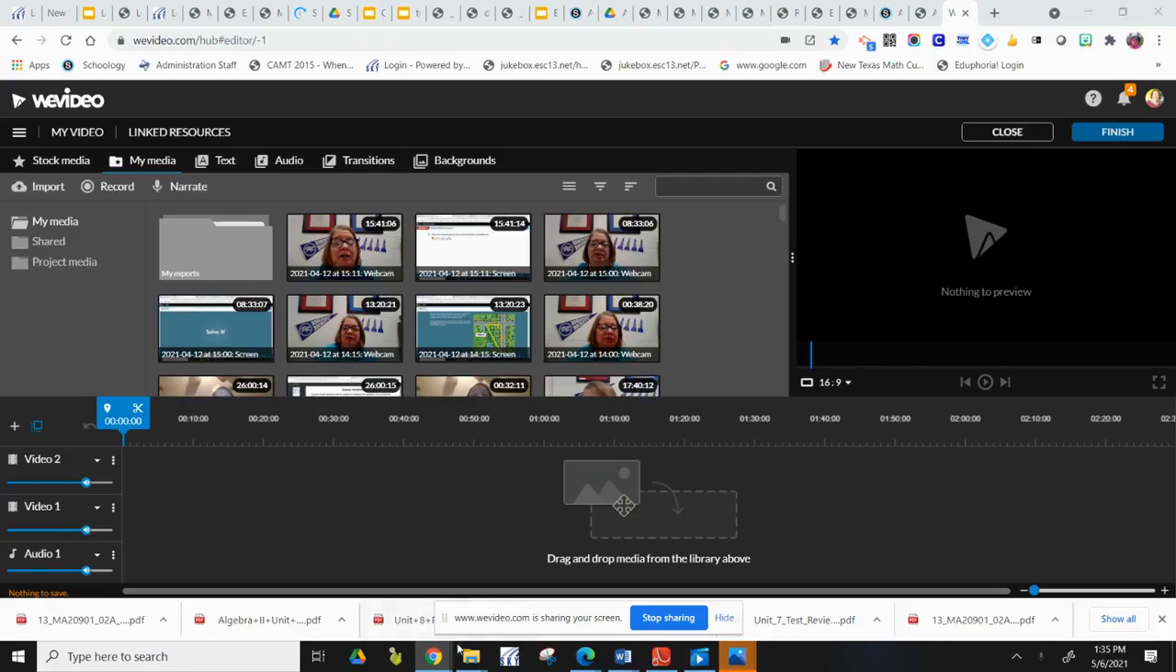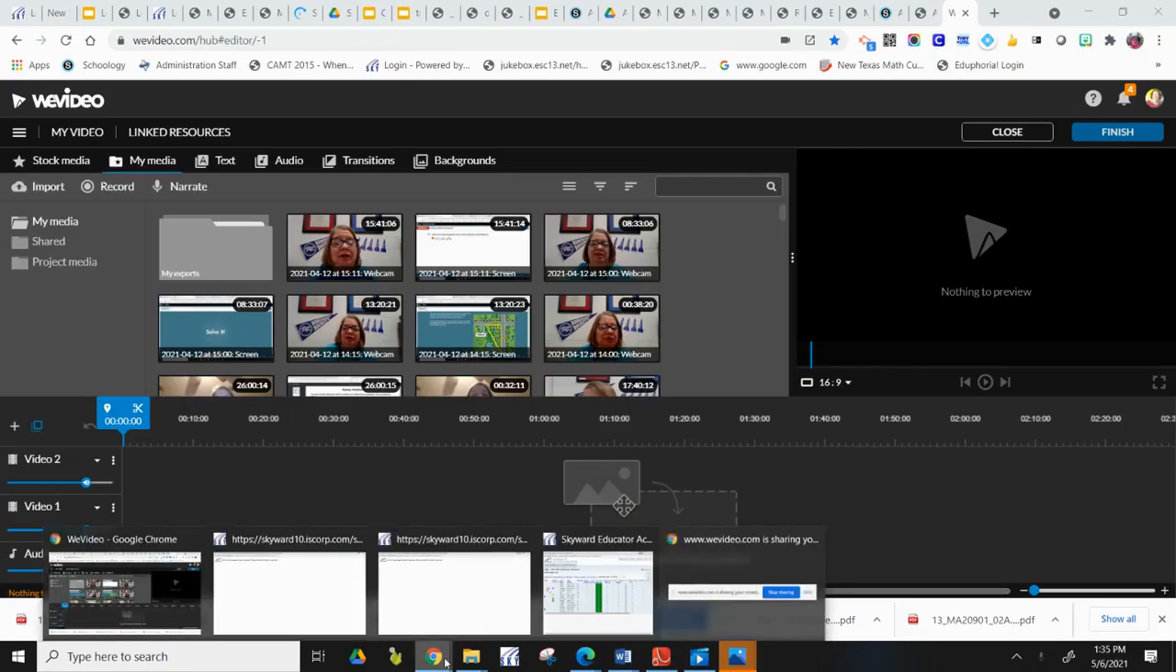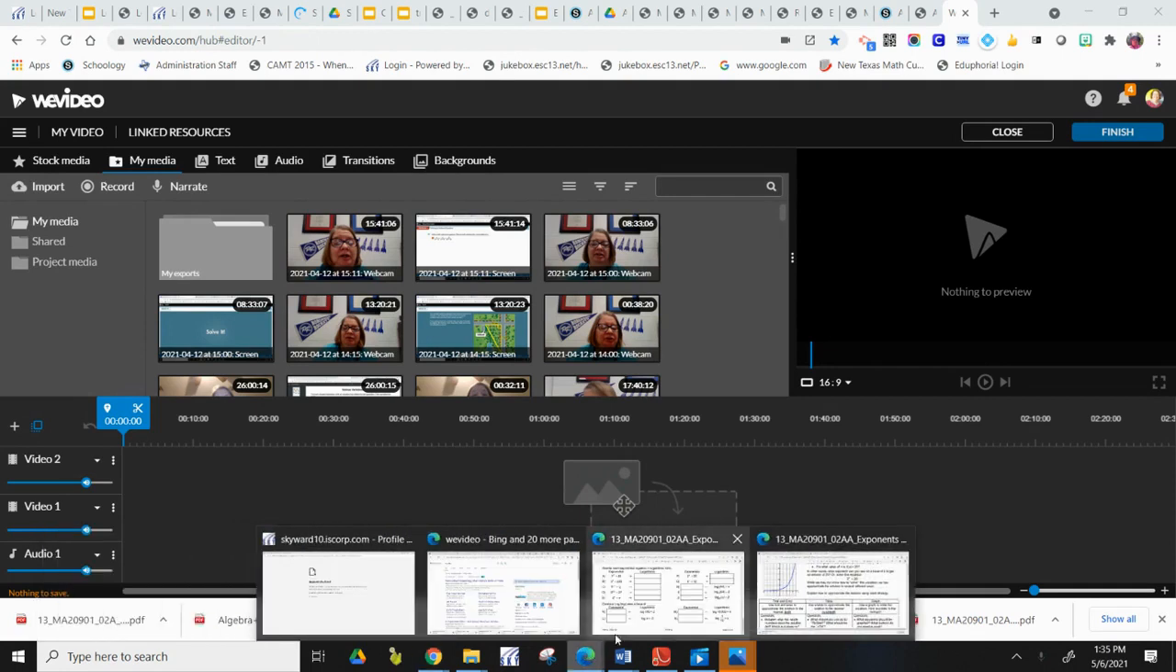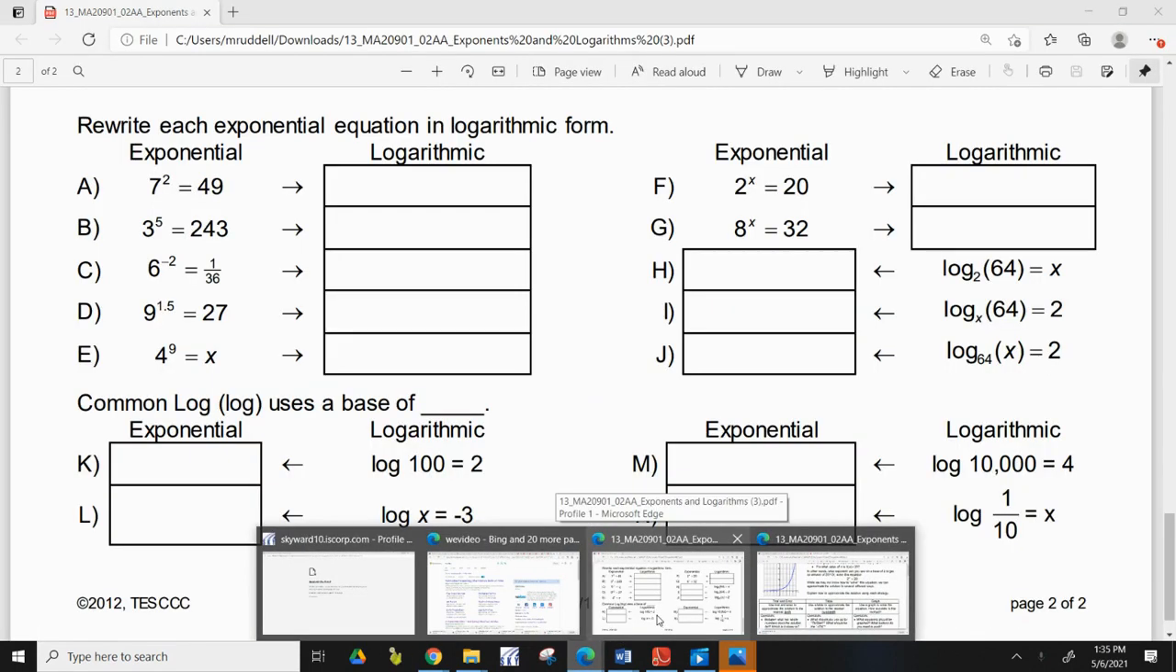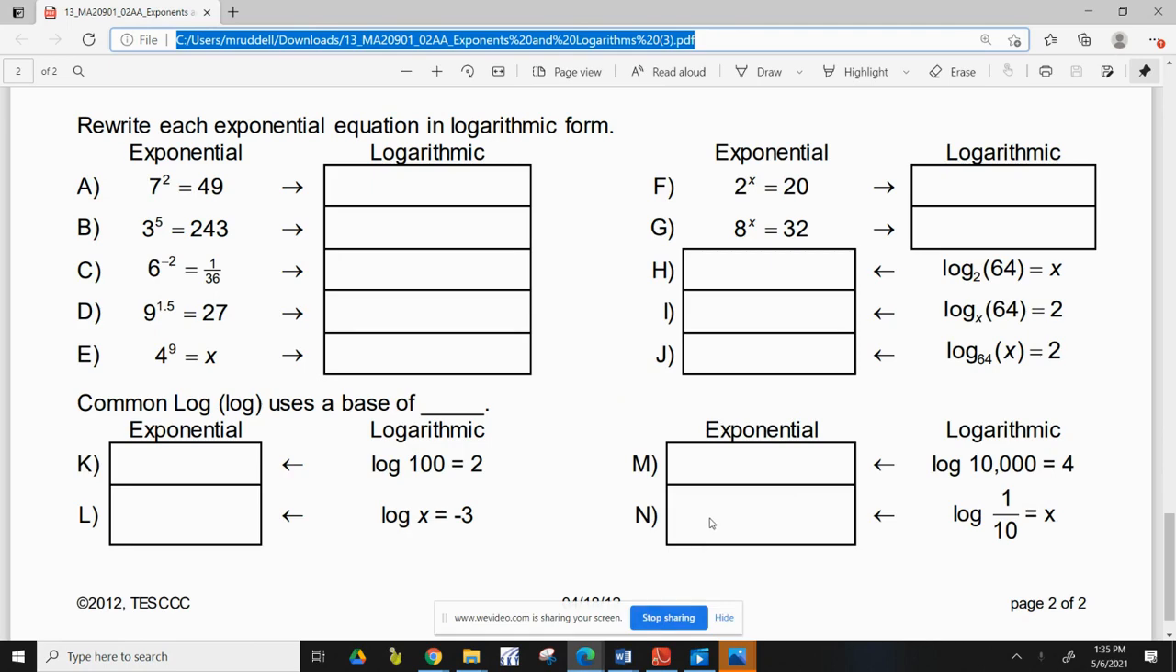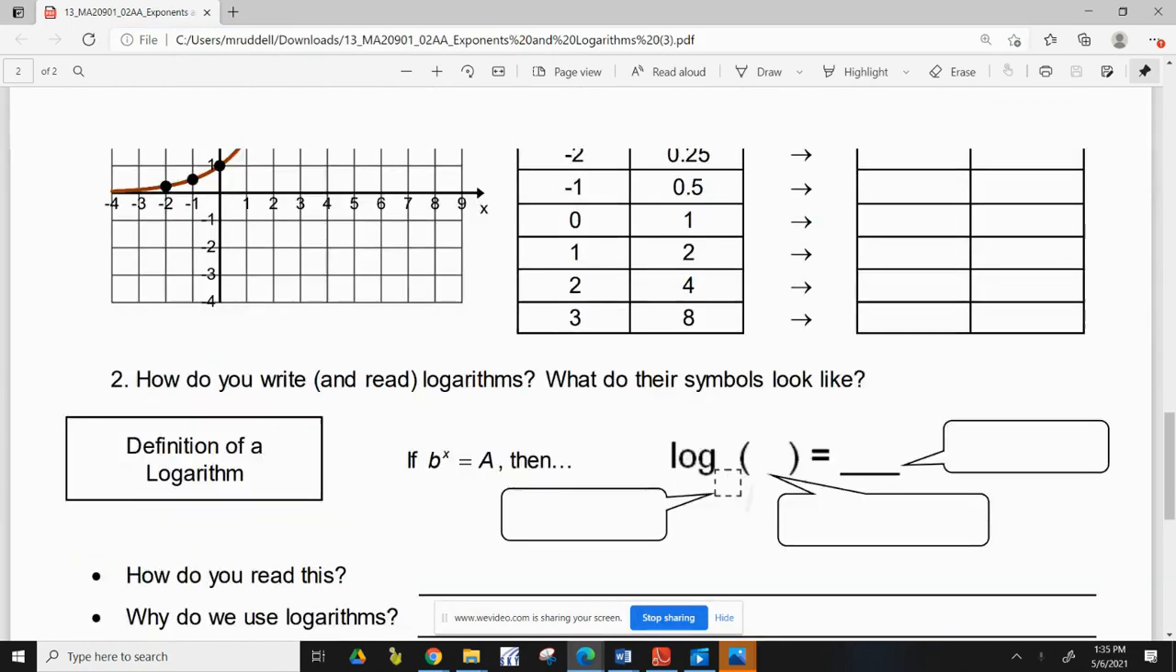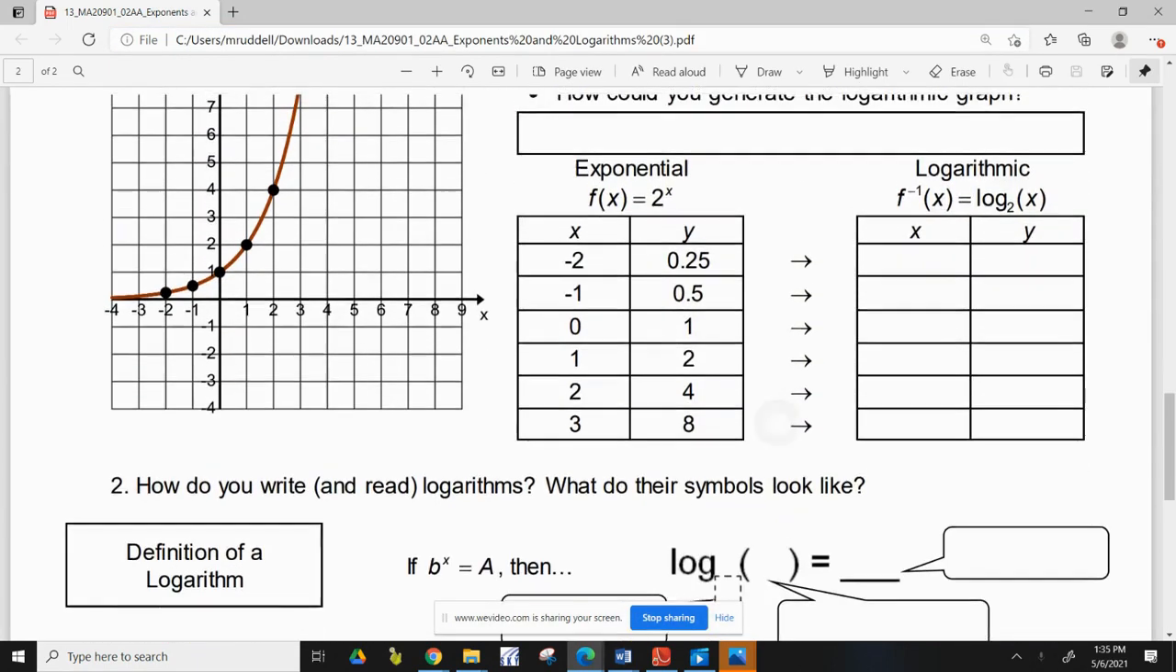Hello, Algebra 2 students. Today we're going to work on changing from logarithm to exponent and from exponent to logarithm. I know you had the notes in the video from the other day, so this should be really, really easy and short. I want to show you this right quick, and then I'll show you what your assignment is.